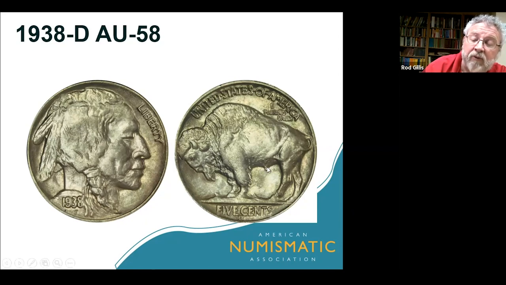And he is the one who came up with the idea of something called the Mesa effect. What Bill does is he grades the reverse of Buffalo Nickels before he looks at the obverse, and he looks right here for the Mesa effect. What we're saying here is, if there is rub here, this dividing line will go away, and it'll be flat like a Mesa. And that's why he calls it the Mesa effect.